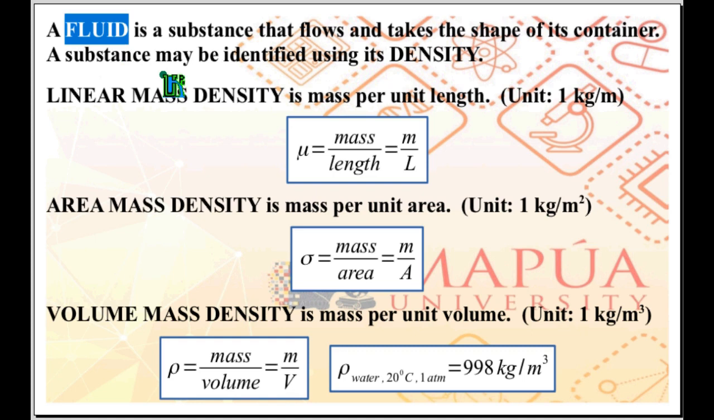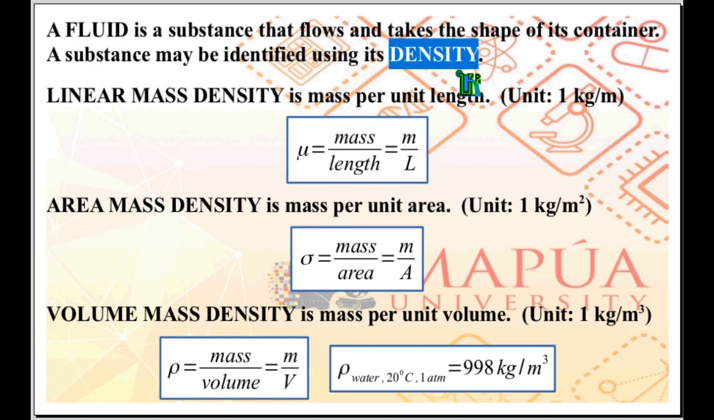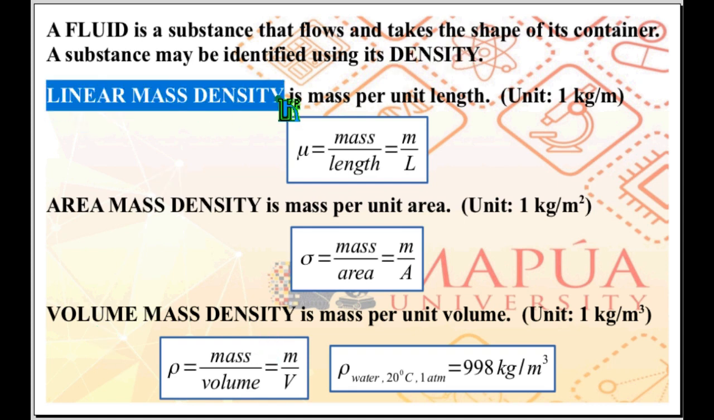Regardless of its state, regardless of whether it's a solid or a fluid, a substance may be identified using its density. And there are three densities to speak of. We have linear mass density, which is mass per unit length, m over L, mass of the object divided by length of the object. A variable, Greek letter mu, unit is 1 kilogram per meter.